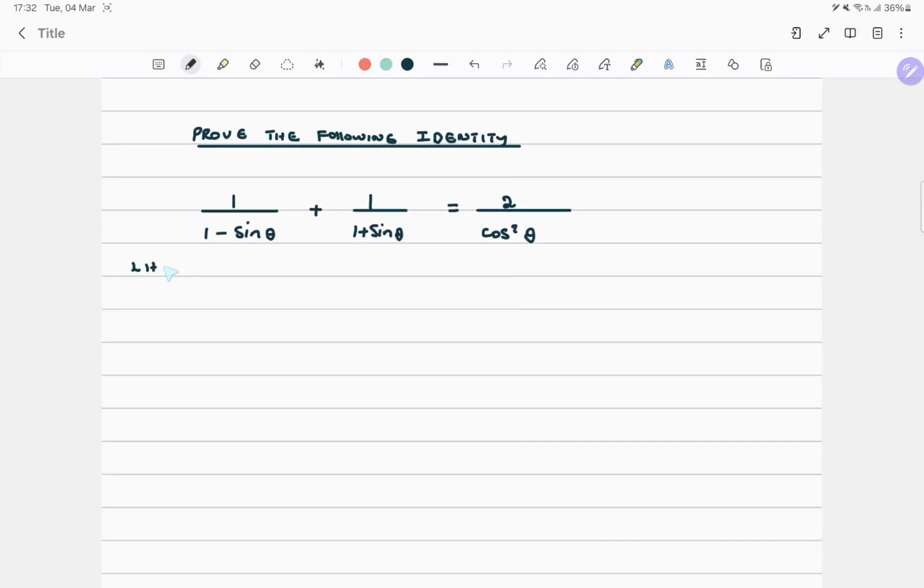So we write the left-hand side is 1 over 1 minus sine theta plus 1 over 1 plus sine theta. Alright, so these are nothing but like terms. So addition of fractions, it's more like dealing with like terms. So we need to find the LCM, and the LCM is the lowest common multiple of the denominators here. So we simply just multiply the two denominators.